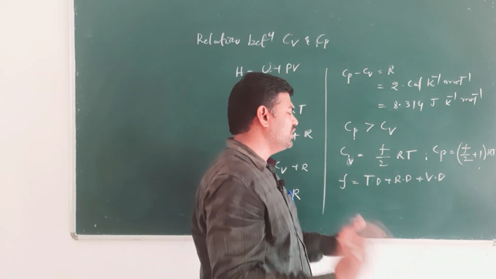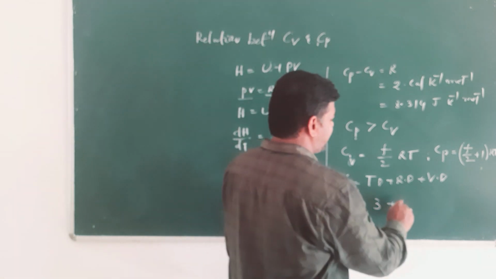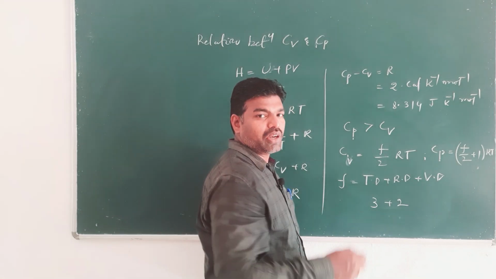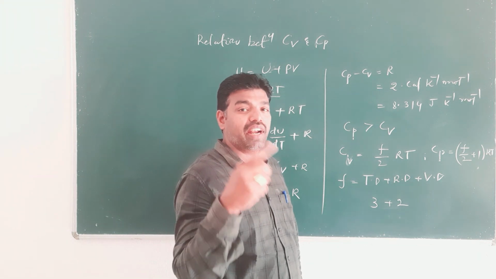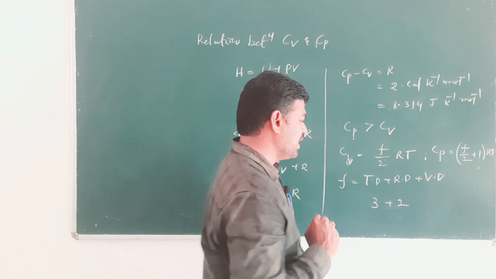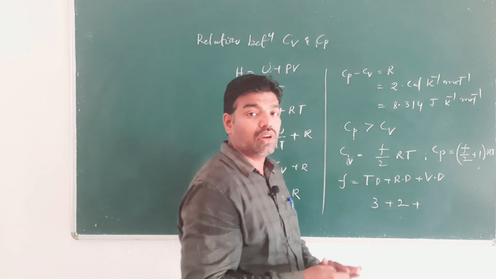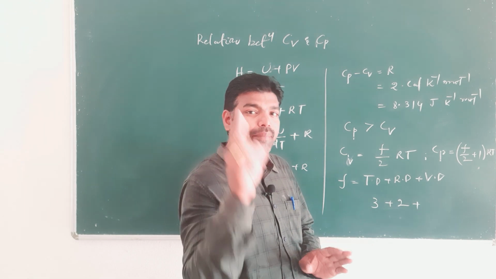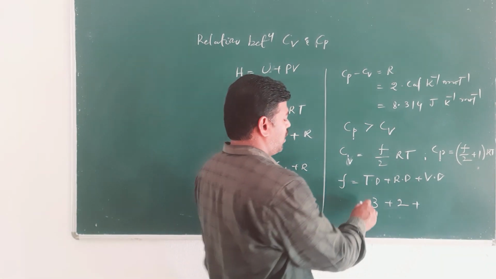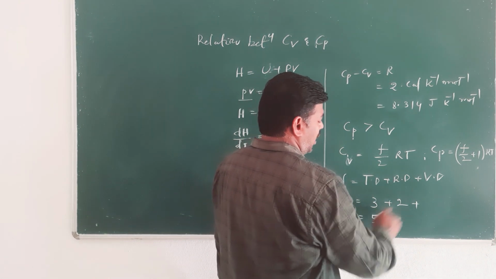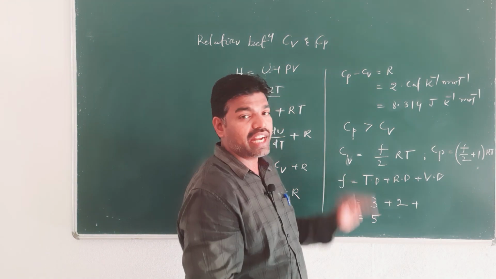Okay, we always know the translational degrees of freedom are 3, along the 3 axes, and rotational degrees of freedom are 2, because we can rotate the molecule end over end with 2 possibilities. Vibrational degrees of freedom are possible only at high temperatures, not at moderate or low temperatures. So this value is always 5 degrees of freedom in the case of diatomic molecules.